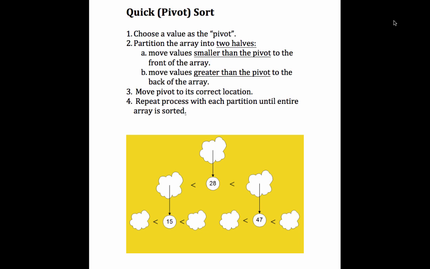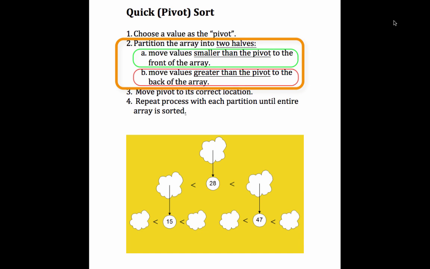and at the end the values in the collection should be sorted. The quick sort is also known as the pivot sort because we choose a value called the pivot, and that's the first step of the algorithm for this technique. Once we have chosen the pivot, then we're going to divide the collection into halves, which we call partitions. A partition that contains all the values which are smaller than the pivot, and a second partition that contains all the values which are greater than the pivot.